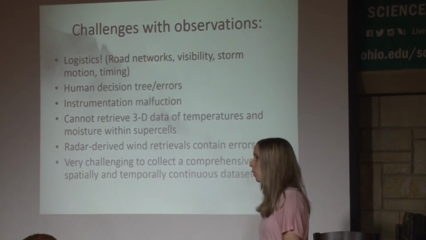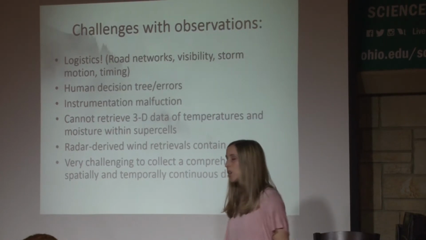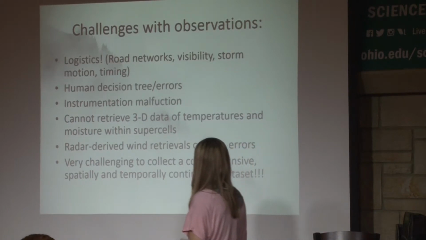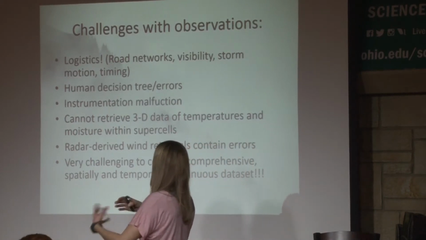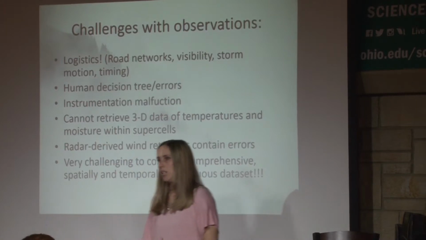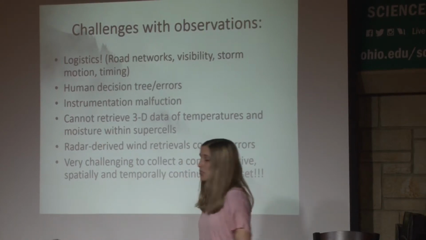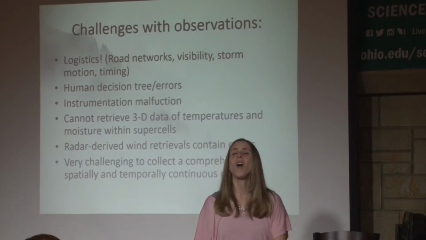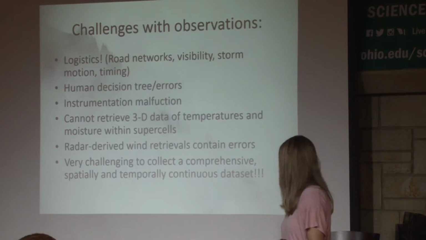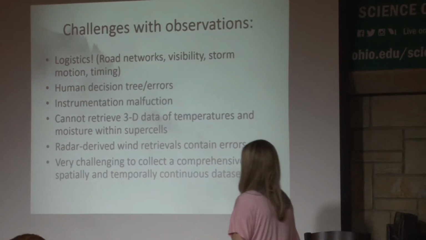Where exactly do you go? What decisions are you making? Which storm are you targeting? So there are these sort of decision trees that can result in errors and don't end up getting you the observations that you want. You can also have instrument malfunction. It happens all the time, way more often than you would think, way more often than is convenient.